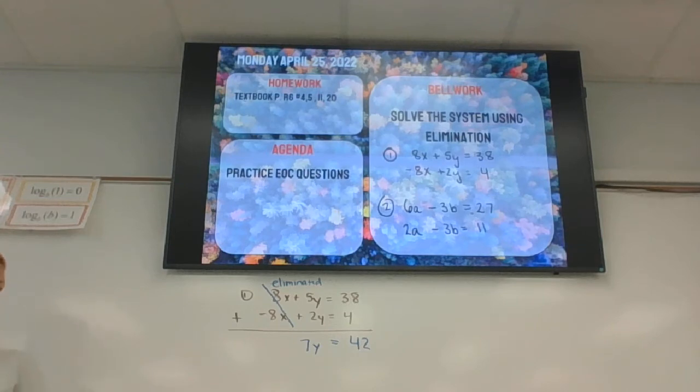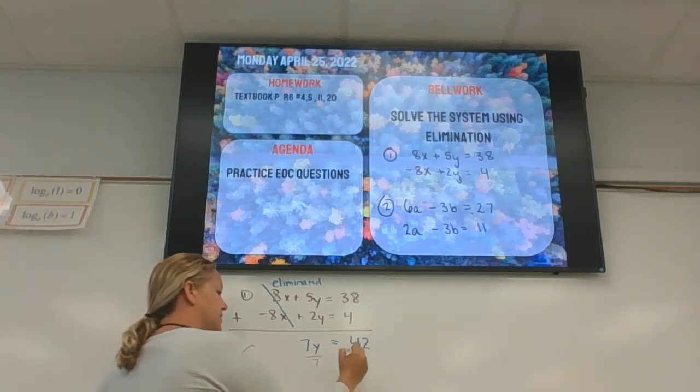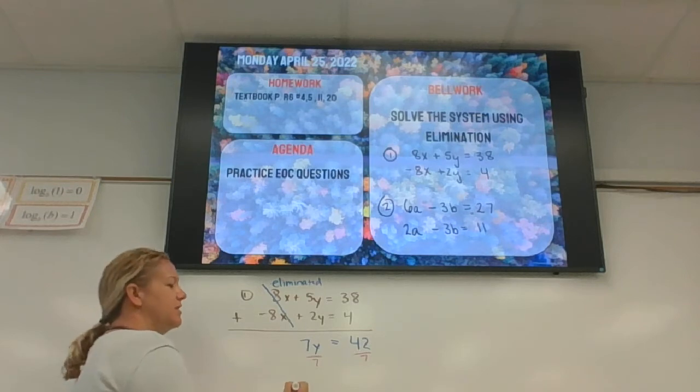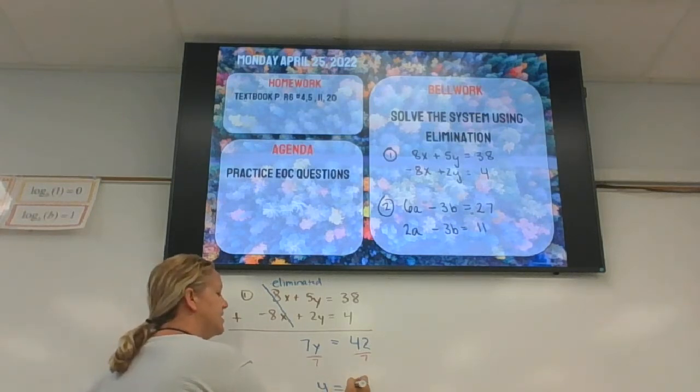And now you're left with just a little one-step linear equation to find your variable. Divide both sides by 7. And what is y? Anybody? 6. Y is 6.